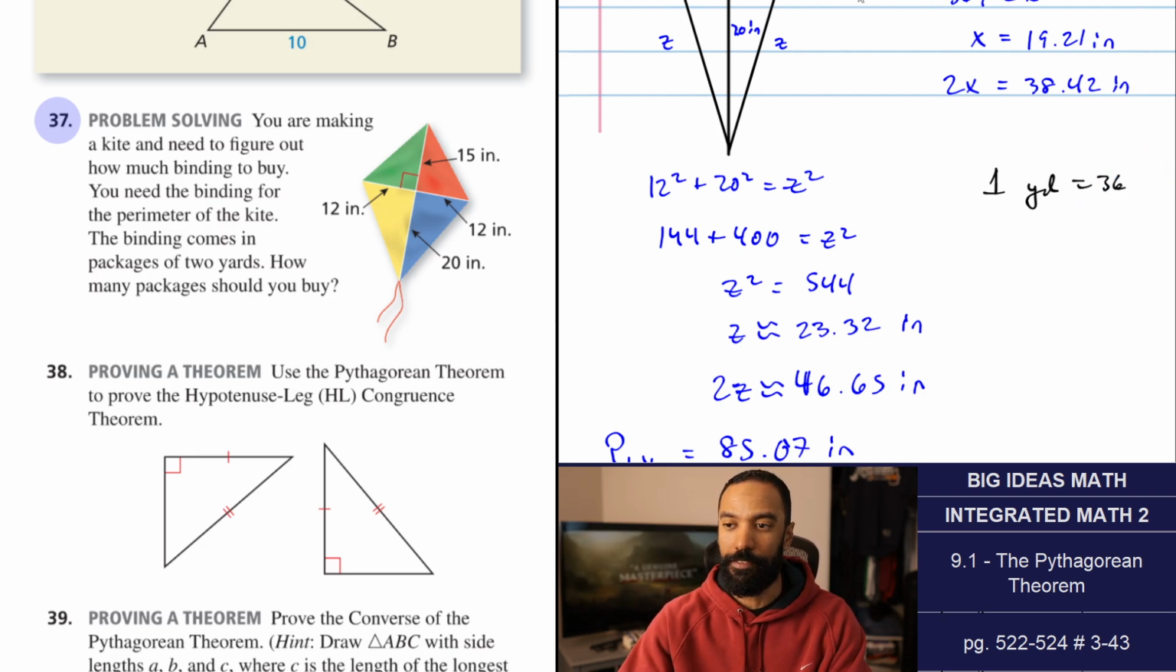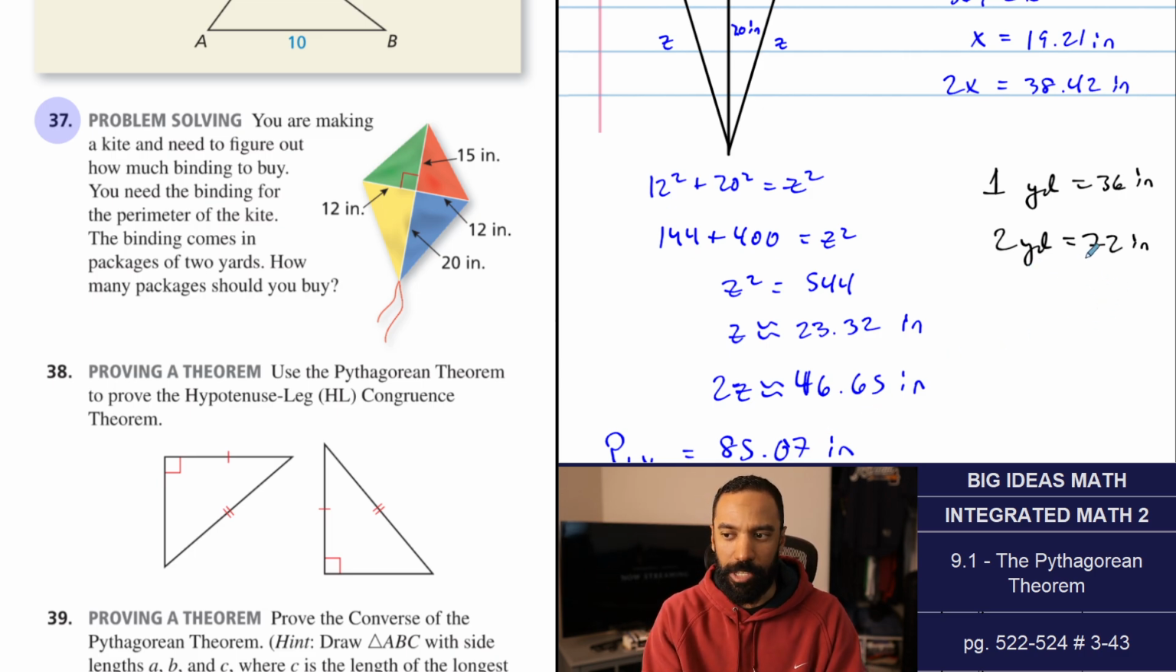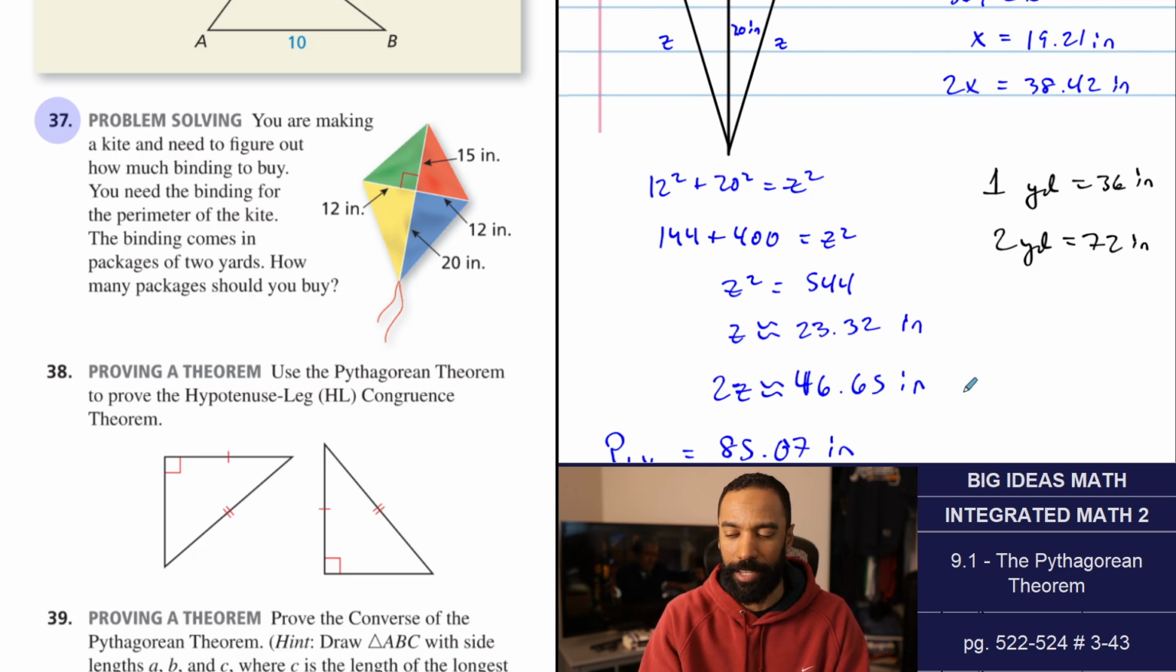36 inches is 3 feet, and 2 yards is 72 inches. Now, this is 85.07 inches. I need to buy a whole pack of binding, but it would only cover 72 of the 85.07 inches. So I have to buy a whole another pack.